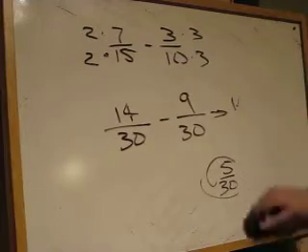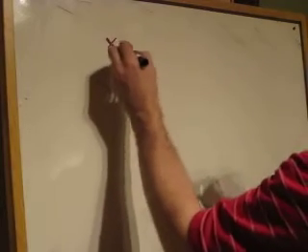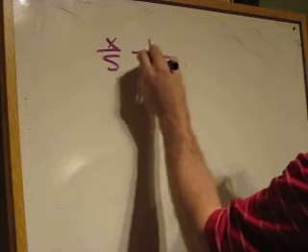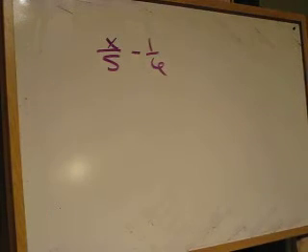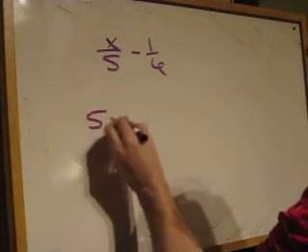Alright, so subtraction, addition, no difference. Find the least common denominator, and then you just do your subtraction. Well, let's do one like this. Okay, we got an X on top. So let's see what happens here. Follow the same rules we did before.